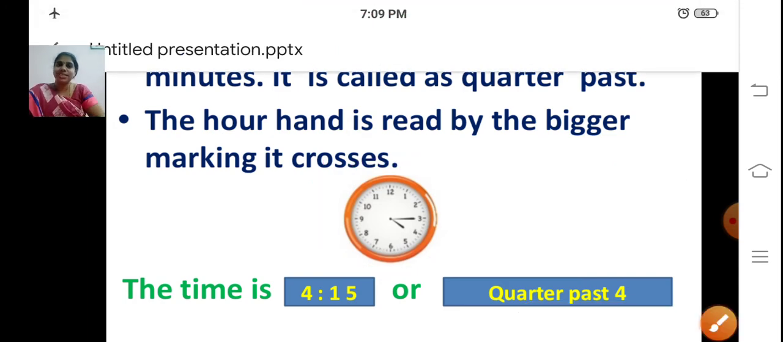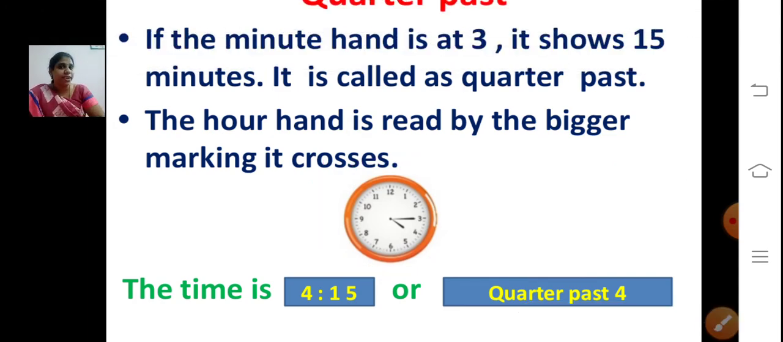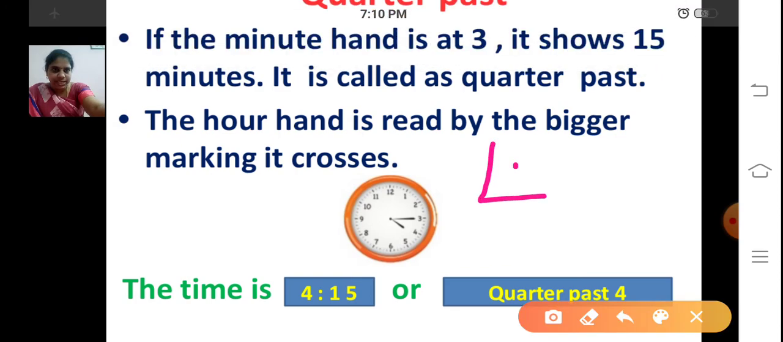How to write the time for this? First we have to write the hours and then the minutes, isn't it? First we have to write the hours. Now tell me, at which number is it? Just see the smaller hand, where is it? Yes, 4. It has crossed 4, right? So the smaller hand is at 4. So write the hour, 4 hours.